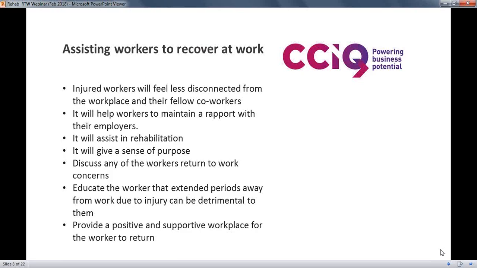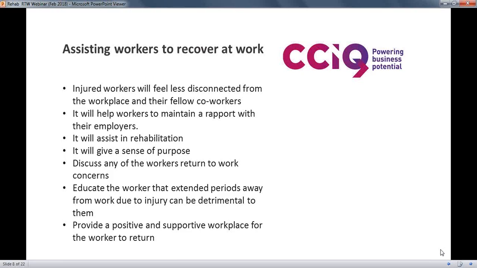And aside from obviously the statutory obligation, injured workers are going to feel less disconnected from the workplace and their co-workers. It'll help workers maintain rapport with your business. It will assist in their rehabilitation in and outside of work. It'll give them a sense of purpose. Any of these return to work concerns should be discussed, and educate the worker that extended periods away can be detrimental to them.